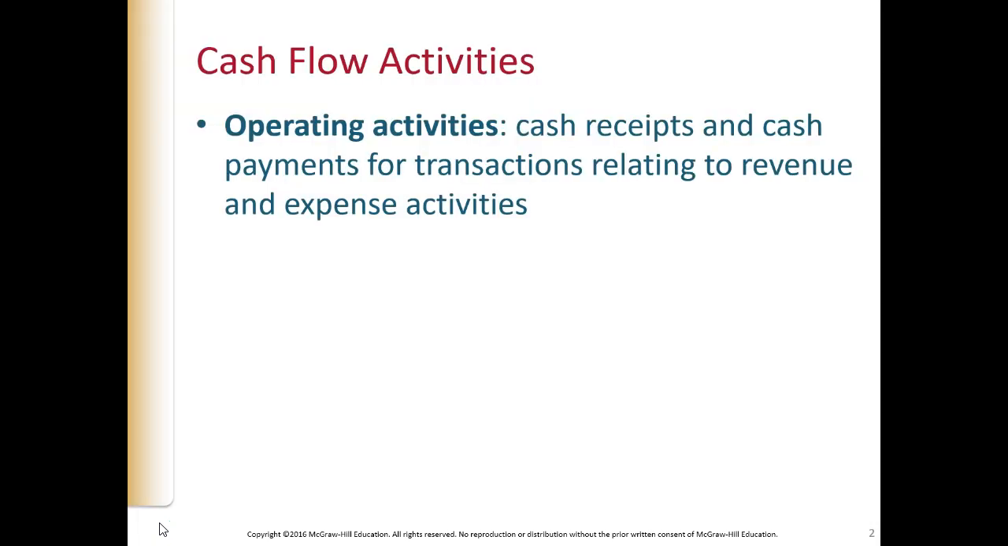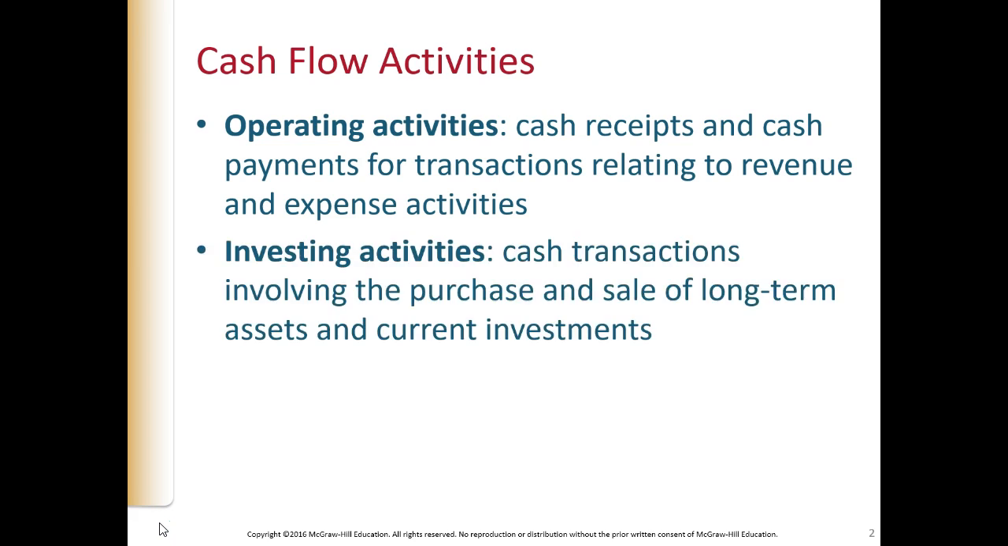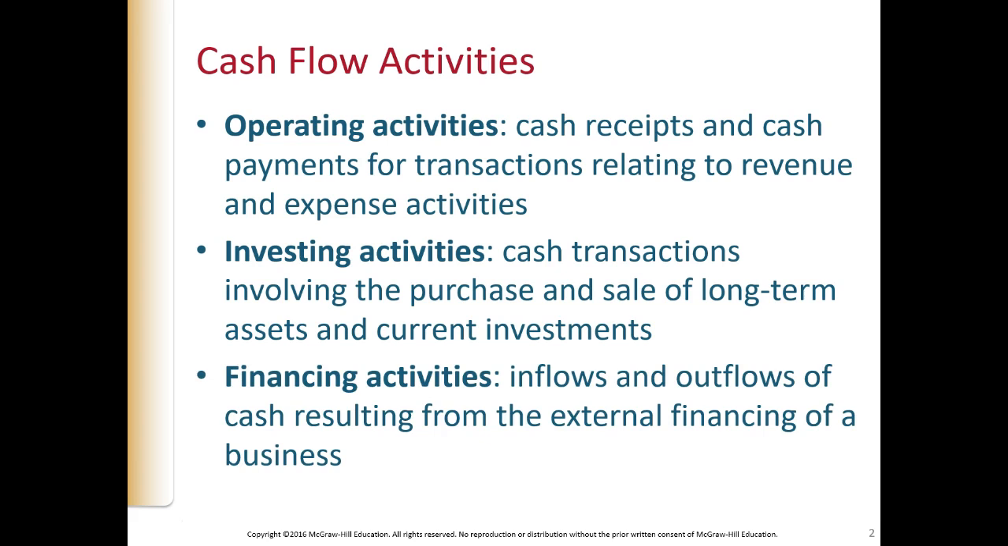There are three areas in the cash flow statement. The first one is the operating activity area. This will show cash receipts and cash payments for transactions related to revenues and expenses. The second one is the investing activity area. This relates to the purchase and sale of long-term assets and some current investments. The third section is the financing activity section. This shows the cash inflows and outflows resulting from the external financing of a business. This relates to selling common stock, borrowing money through long-term debt, paying some of that long-term debt off, and paying dividends. Let's look at these areas in more detail.